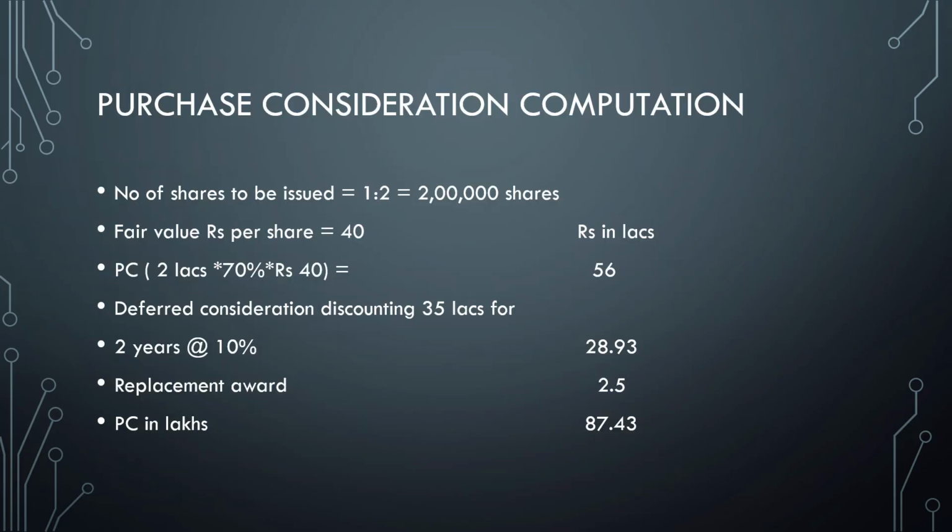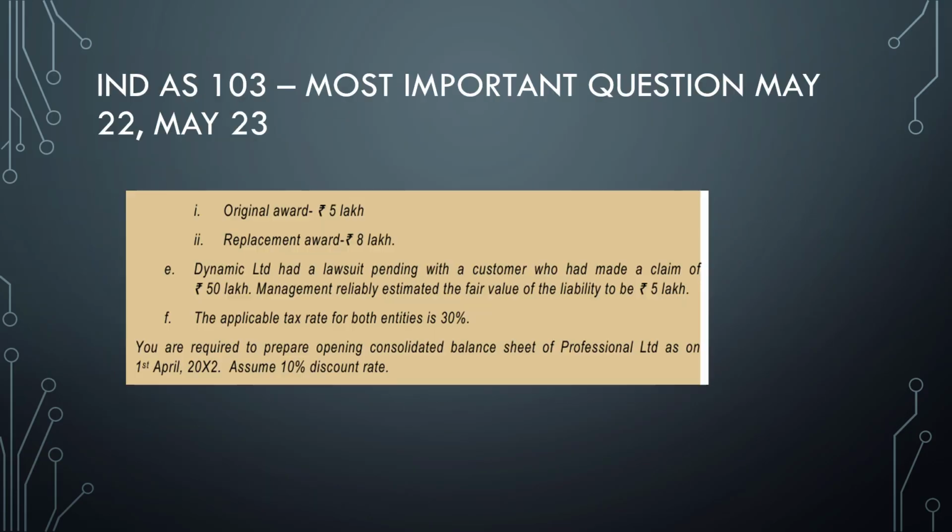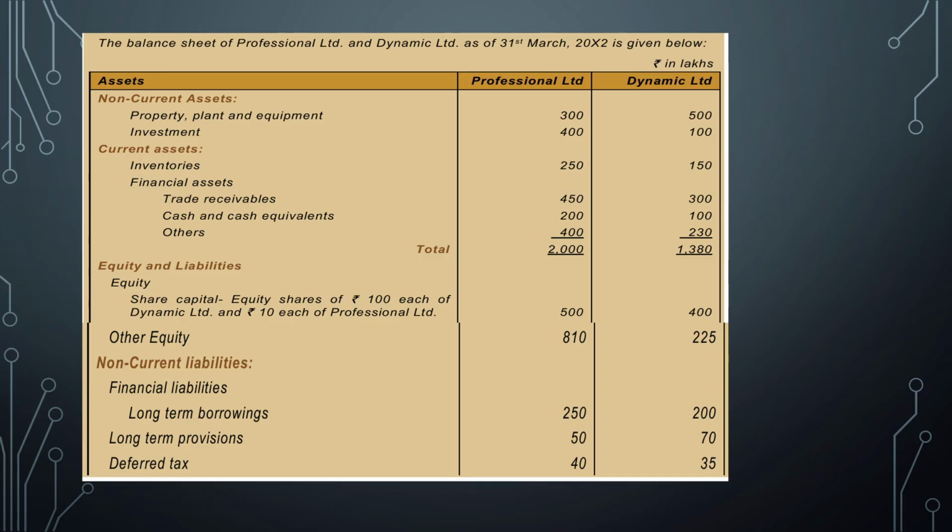Then you move to the purchase consideration. The number of shares to be issued is only 2. So 4 lakh is the total share of equity share capital of Dynamic is 4 lakhs.